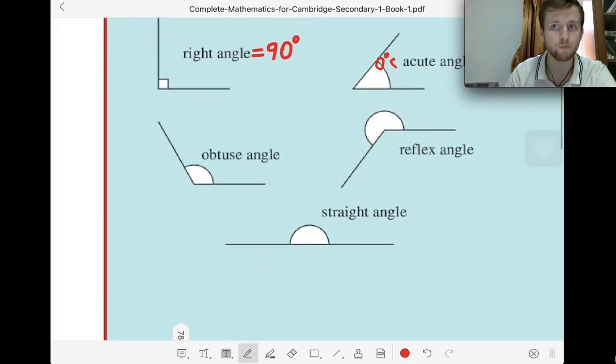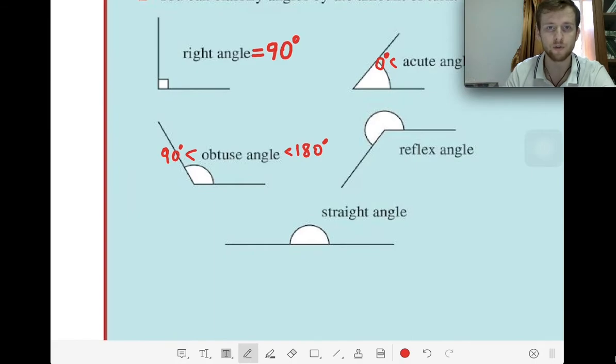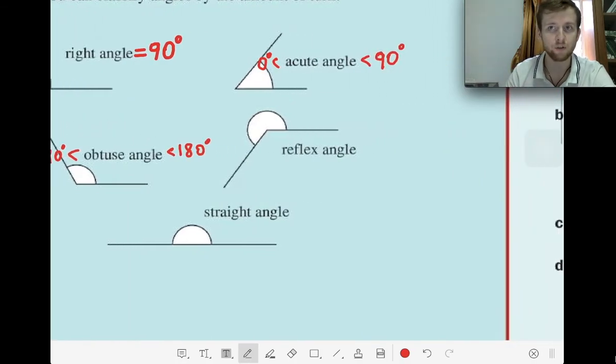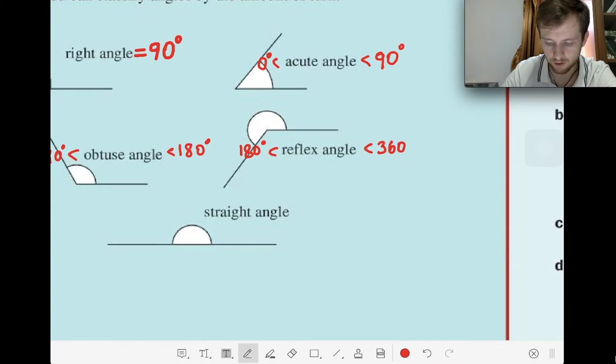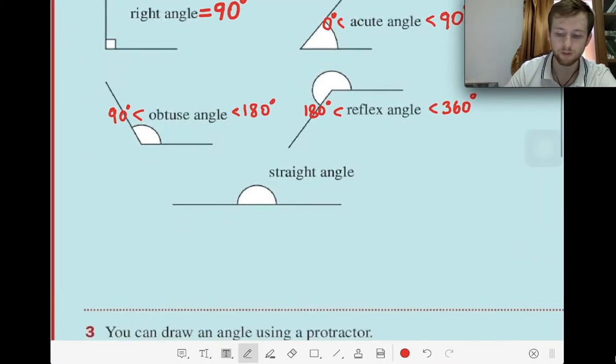Next one we have is the obtuse angle. The obtuse angle is more than 90, again not equal to 90, from 90 degrees to 180 degrees. This is our obtuse angle. A reflex angle is all the way from 180 degrees. Oh, sorry, on the other side. So it's more than 180, and of course it's less than 360 degrees. And the last one is a straight angle. A straight angle is equal to 180 degrees.